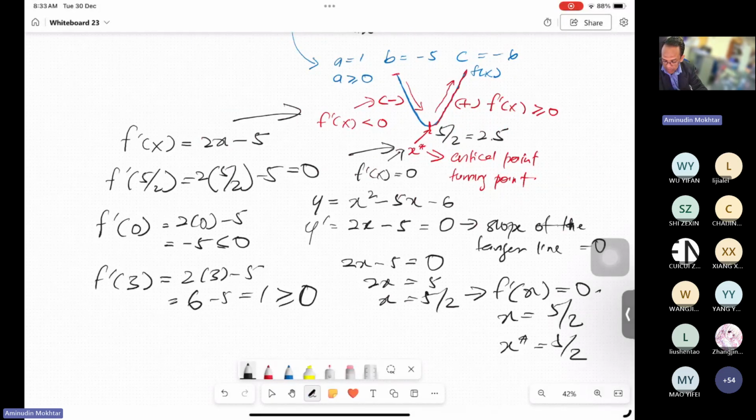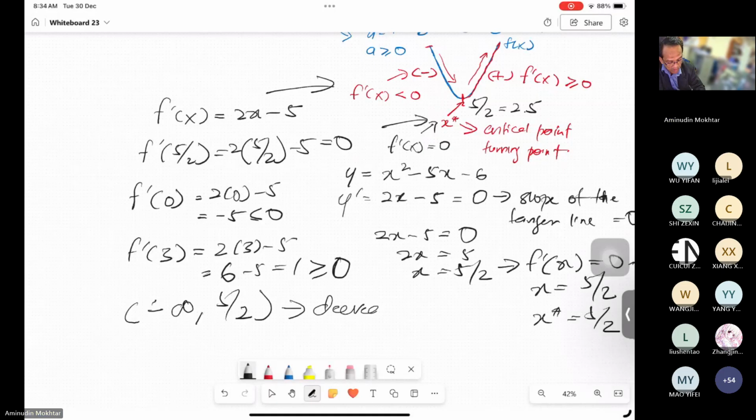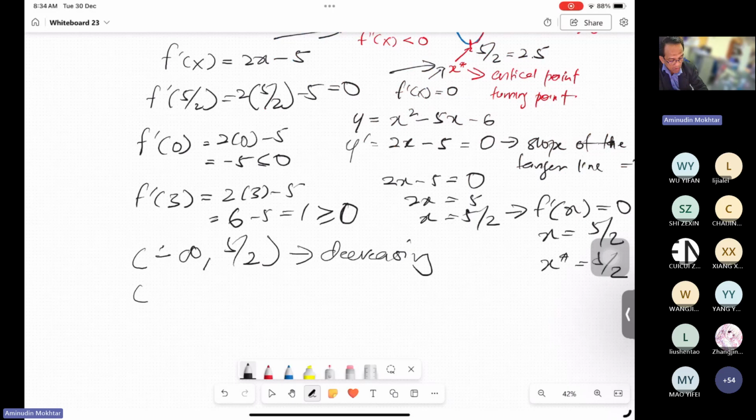Based on this finding, we can conclude that if you choose any value less than 2.5, the function is decreasing, in the interval from negative infinity to 5/2. But from 5/2 until positive infinity, the function is increasing.